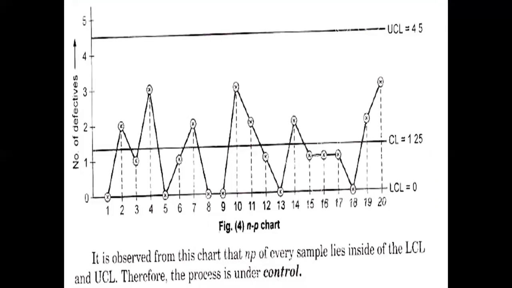So each and every sample lies inside the LCL and UCL. Therefore the process is under control. So from the above, we have discussed the various control charts for attributes. Okay, thank you.